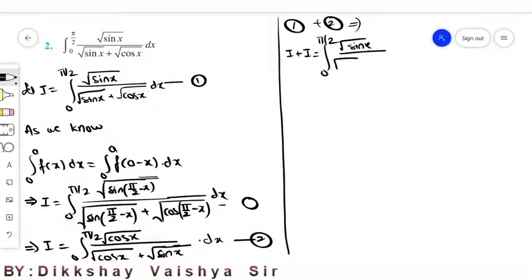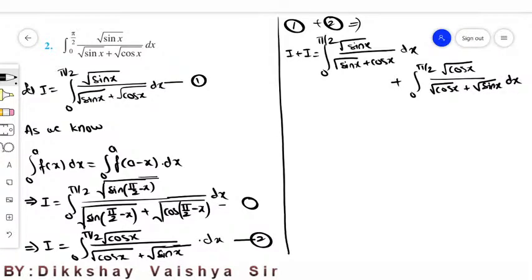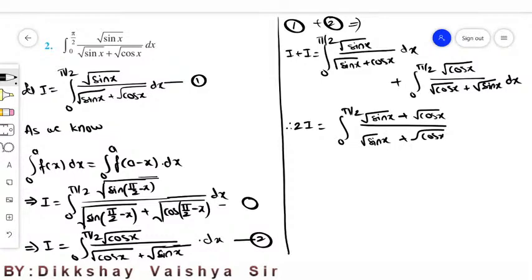under root sin x plus cos x dx plus integral 0 to pi by 2 under root cos x upon cos x plus under root. Okay, now I plus I is obviously 2I, common integral 0 to pi by 2. Now check, sin x plus cos x, under root sin x plus under root cos x upon the same denominator, under root sin x plus under root cos x dx.